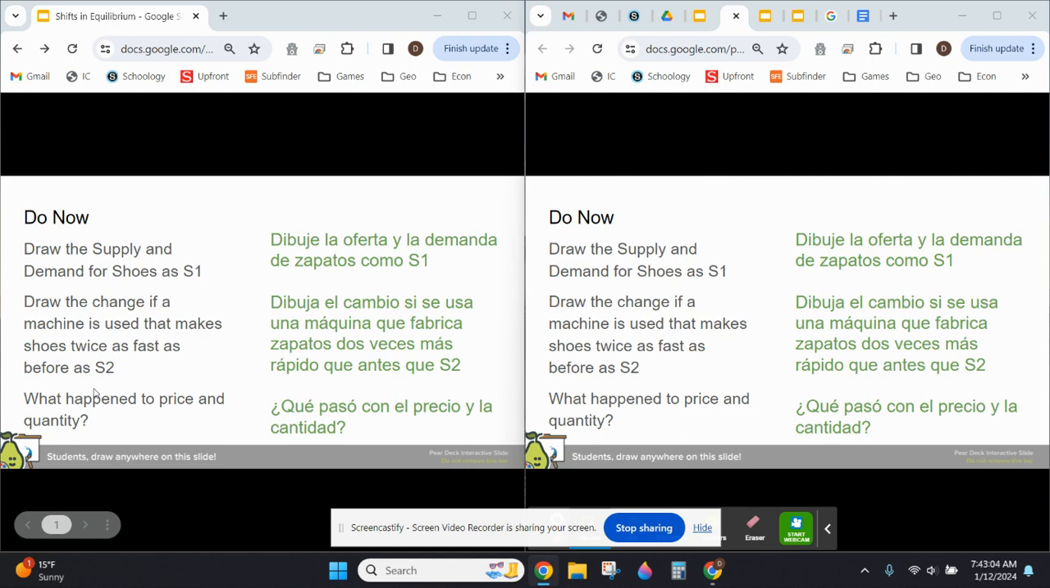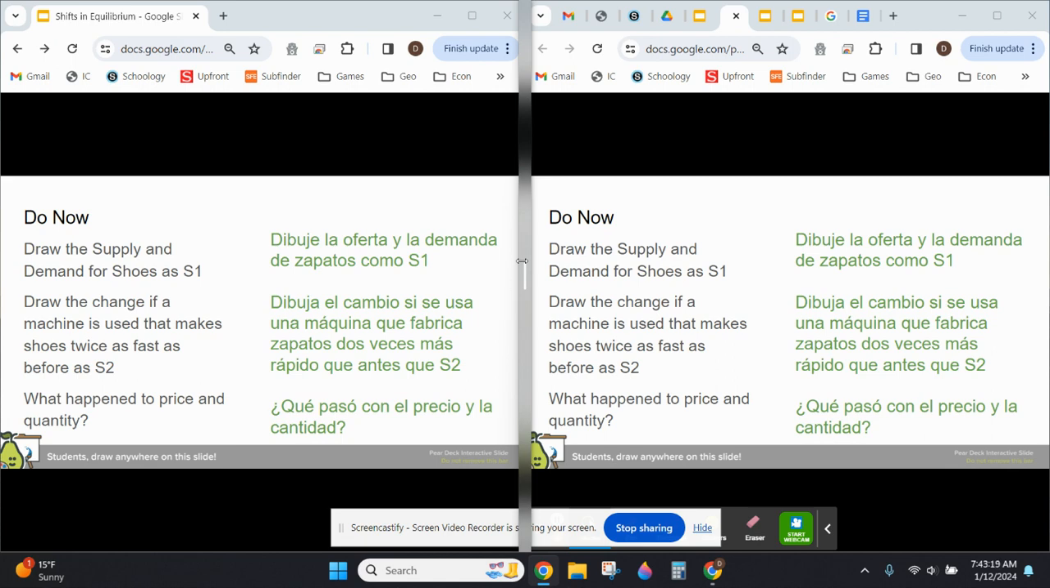Put yourself in the place of a shoe company owner. Your job is to make as many shoes as possible. Does this make it easier or harder? Definitely makes it easier. You should be making a lot more shoes. Your supply line should move to the right.